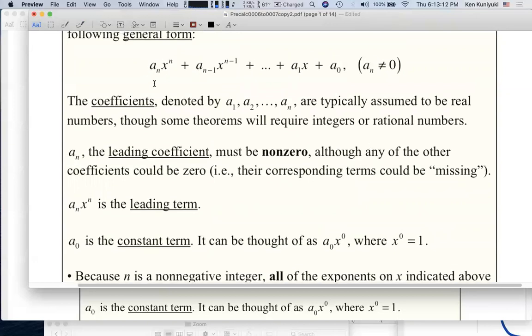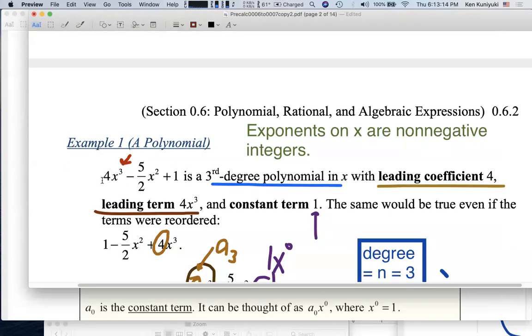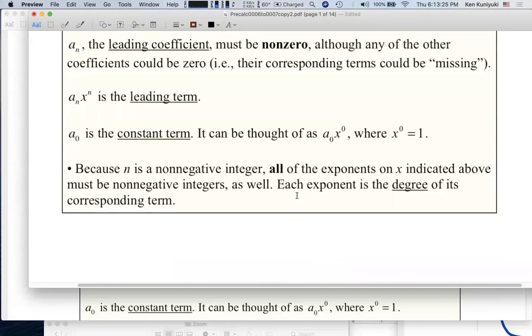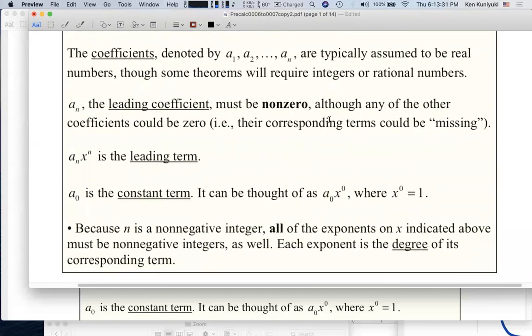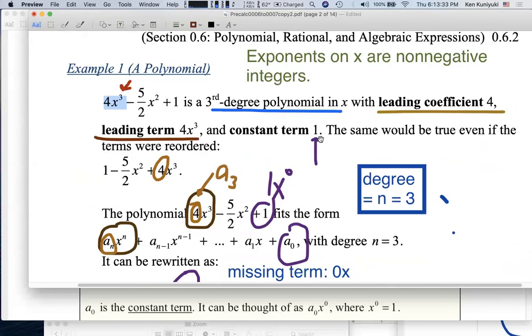Maybe 4 is the leading coefficient, and if all these other coefficients are 0, then 4x cubed is your only term. You have a one-term polynomial called a monomial. Okay, the last guy is a constant term. If you don't see one, it's 0, right? Right. Only non-negative integers as exponents.